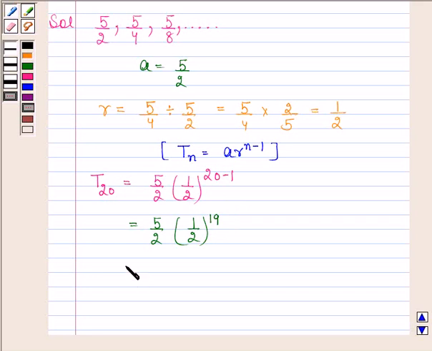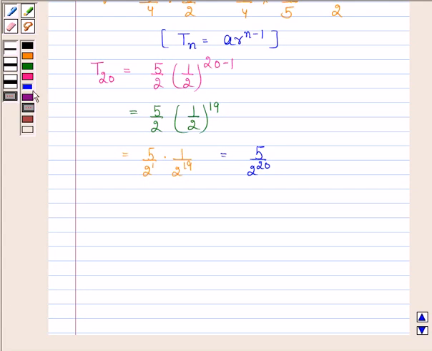Now this can be written as 5 by 2 to the power 1 into 1 by 2 to the power 19, and this is equal to 5 by 2 to the power 20 by the law of exponents.